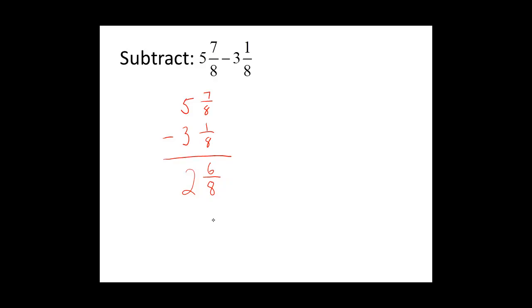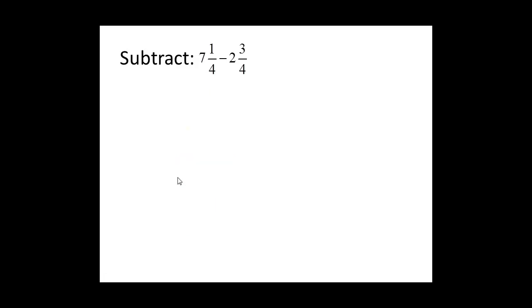6 and 8 are both even numbers, so we know we can divide the numerator and denominator by 2. So we always need to simplify our fractions before we say we have a final answer. So we will divide the numerator and denominator by 2. 6 divided by 2 is 3, and 8 divided by 2 is 4. So our final answer is 2 and 3/4.